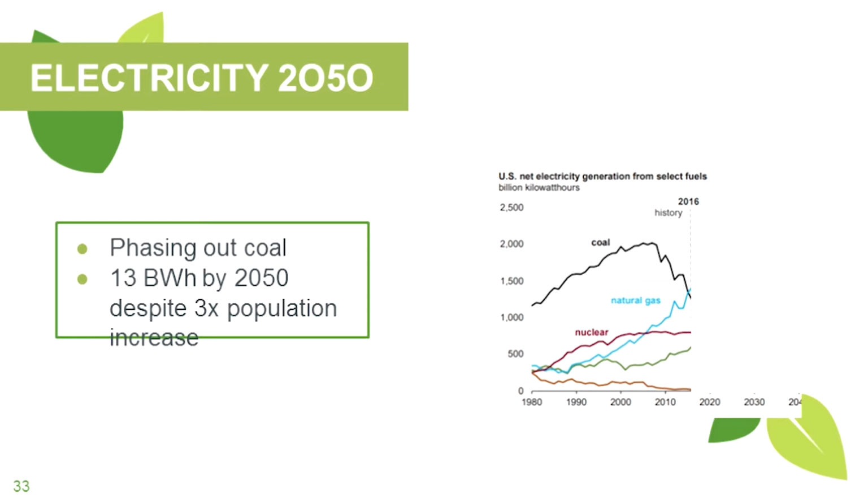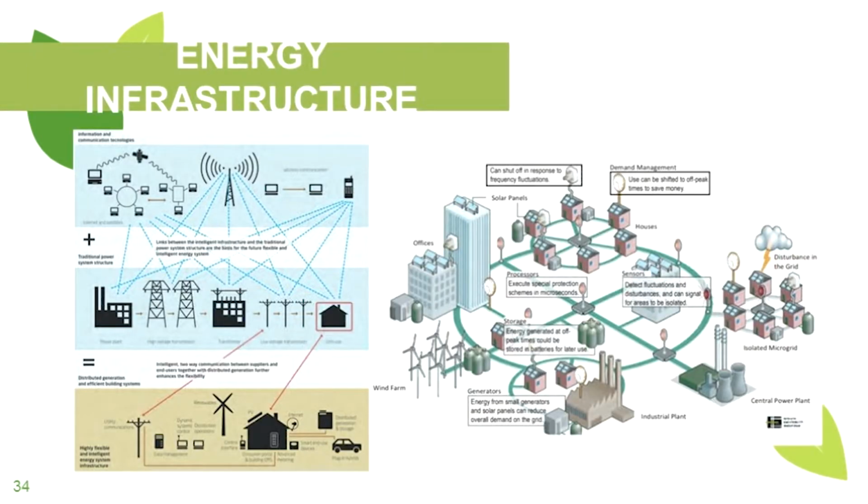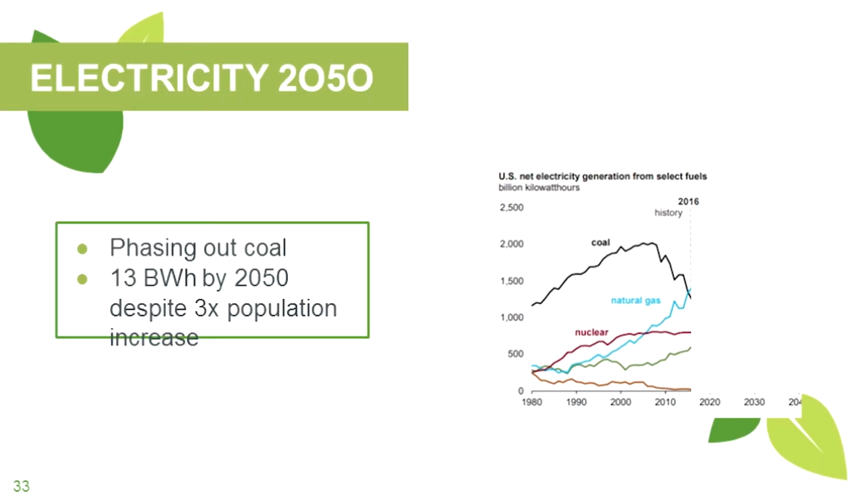By 2050, we also envision phasing out coal. This graph shows the 2016 coal energy mix. And then we envision it turning like that, where we have more use of natural gas and renewable energy and a significant decrease in coal.